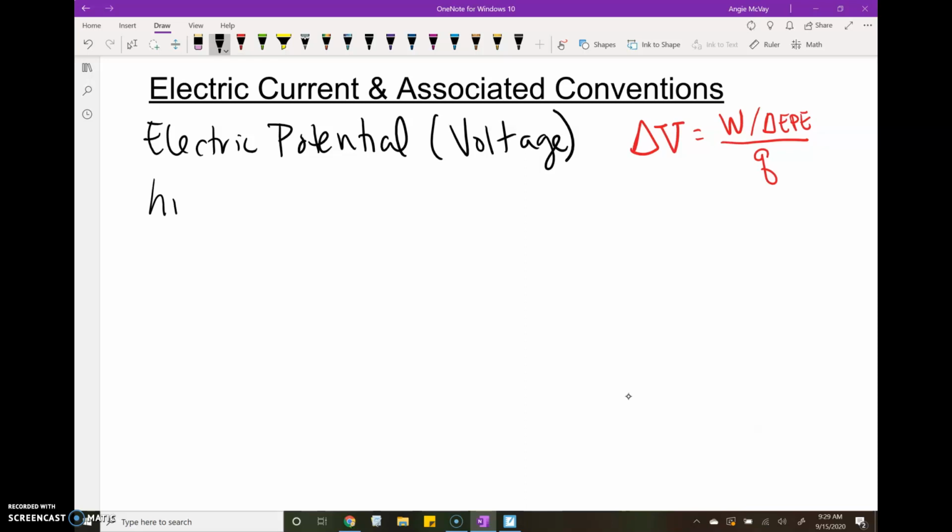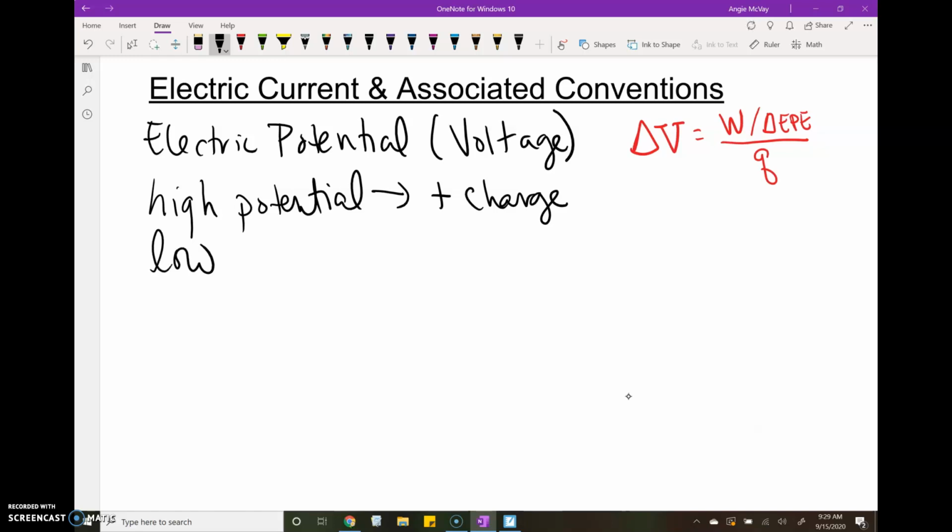So if you remember, high potential is associated with the region that is positively charged. And low potential, which is low voltage, is associated with a region that has a negative charge. And almost always that low potential is zero potential by convention.